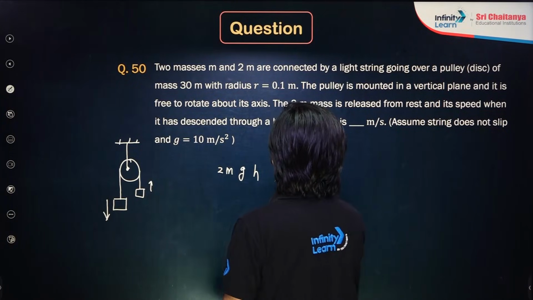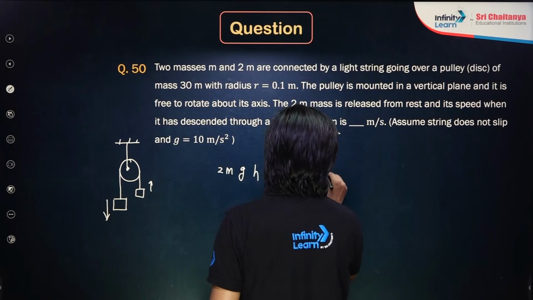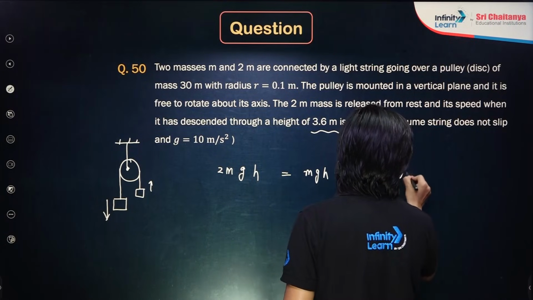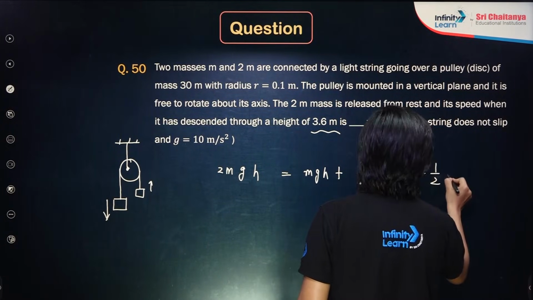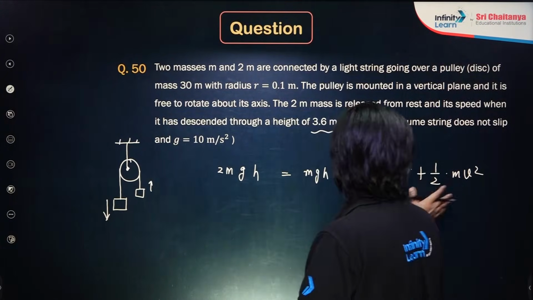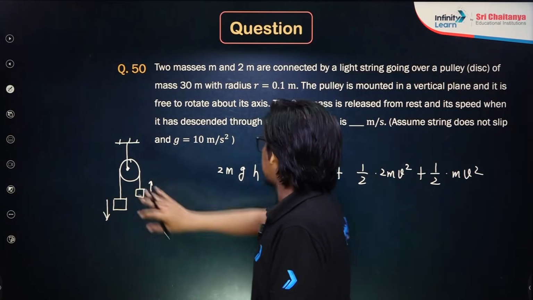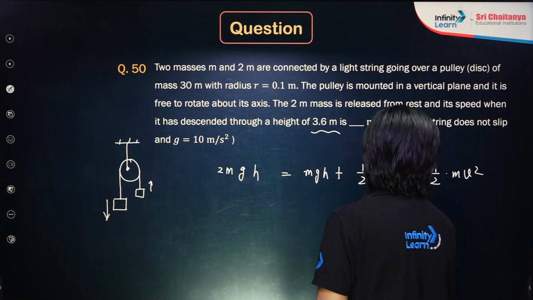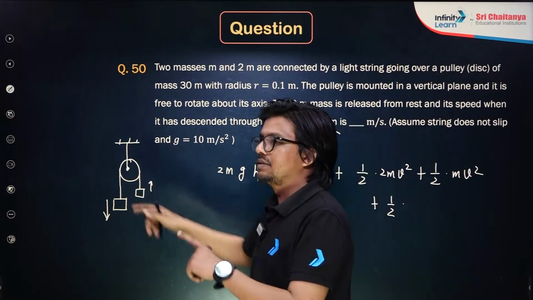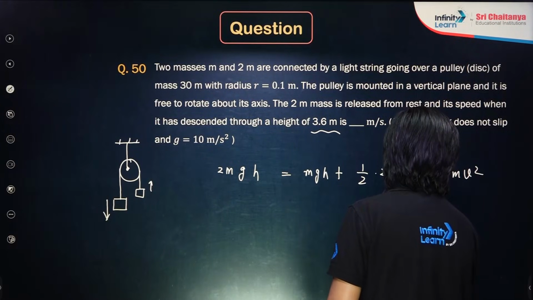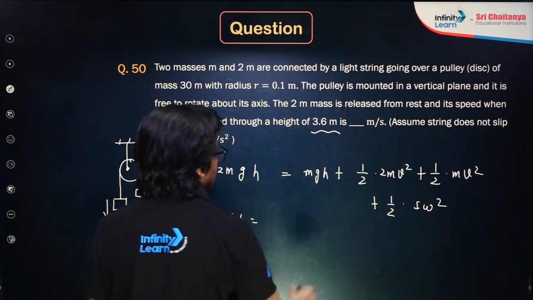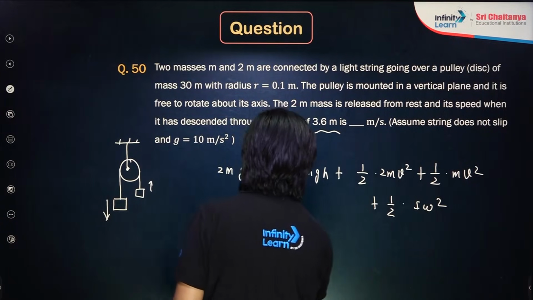So 2mgh is equal to m g h plus 1 by 2 into 2m into v square plus 1 by 2 into m into v square. This is the kinetic energy of the 2m mass, and this is the kinetic energy of the m mass. Now I will write the kinetic energy of this disk, which is 1 by 2 I omega square, rotational kinetic energy. Now you can write mgh is equal to 1 by 2 mv square plus 2 mv square... this is 3 by 2 mv square.